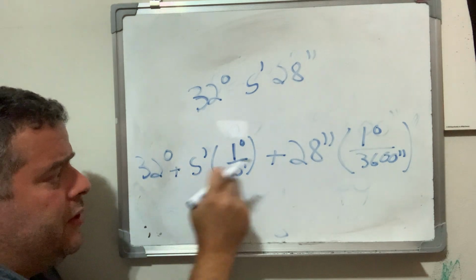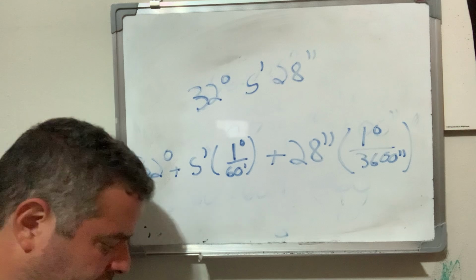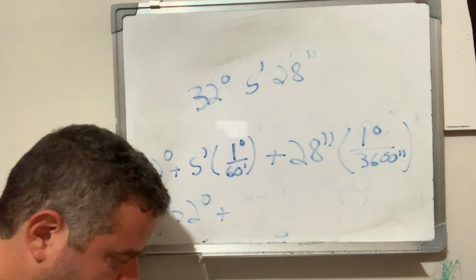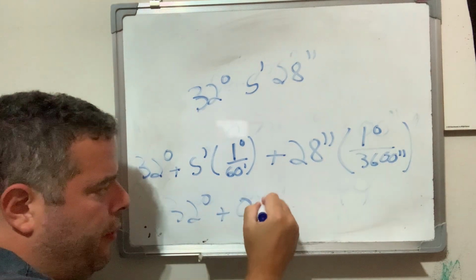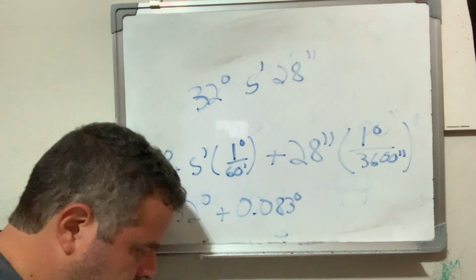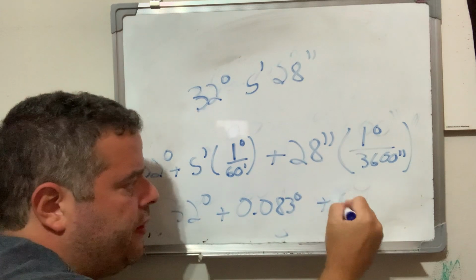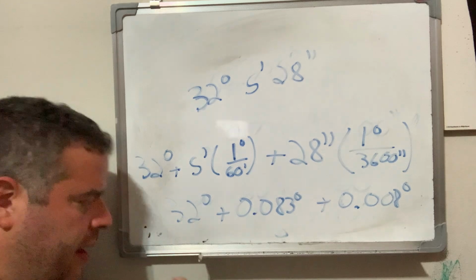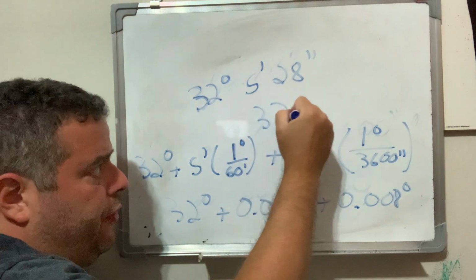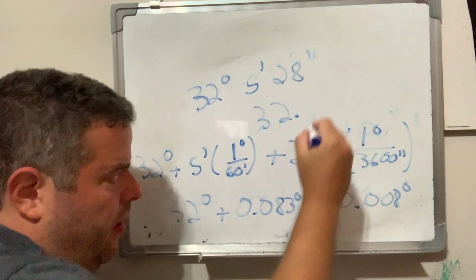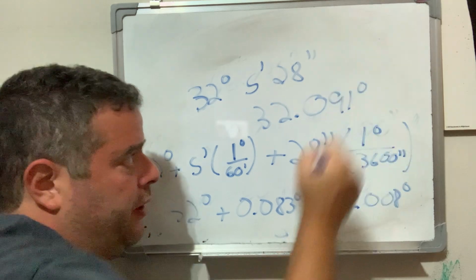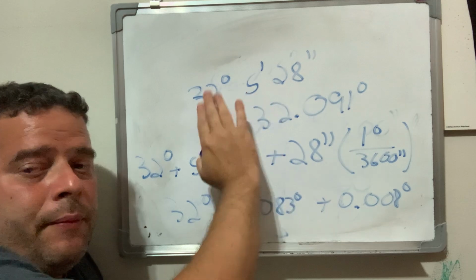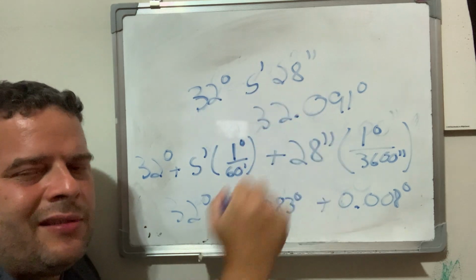So after you multiply this and add everything, well, let's say what it says in the book. This turns into 32 degrees plus 0.083 degrees plus 0.008 degrees. Add everything up and you're left with the actual answer, 32.091 degrees. Again, I went from degree minutes seconds to degree decimal form.